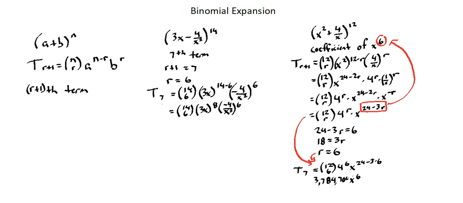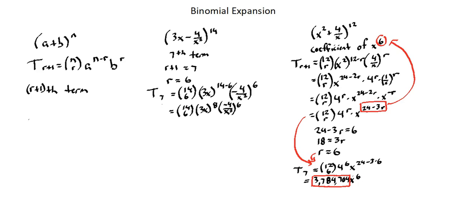3,784,704. So the seventh term is 3,784,704 times x to the power of 6. But the answer to the question, the coefficient, not the entire term, simply the coefficient, is 3,784,704.